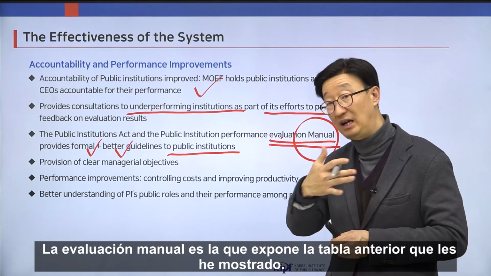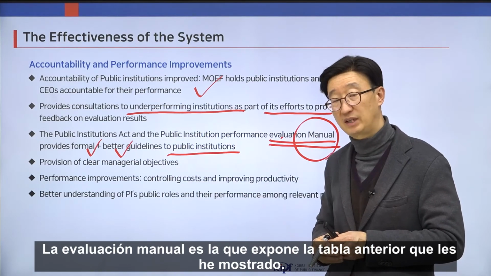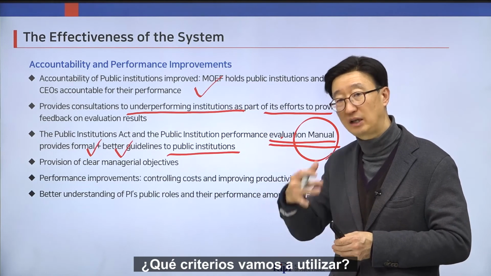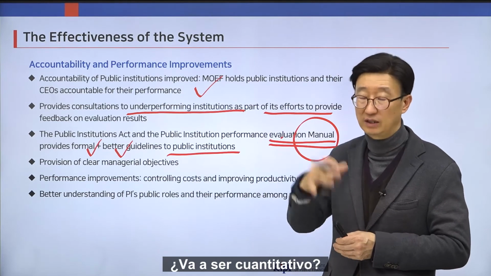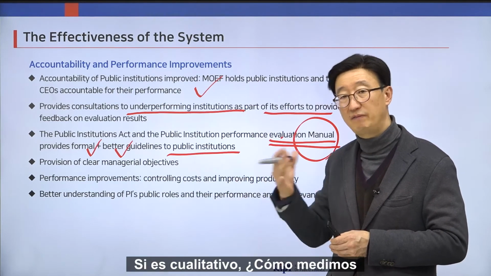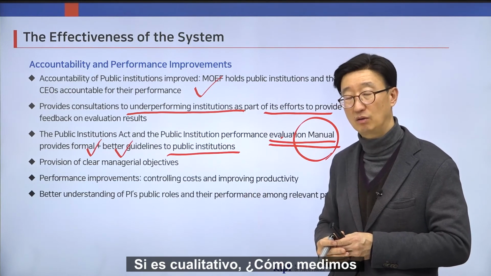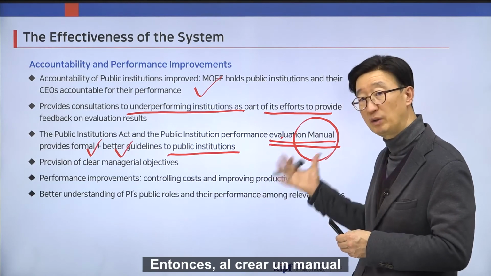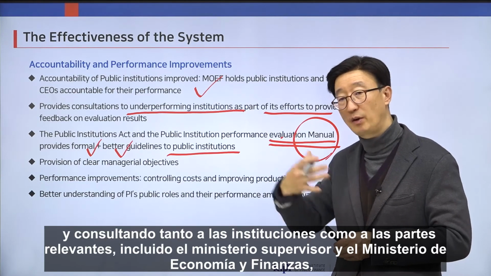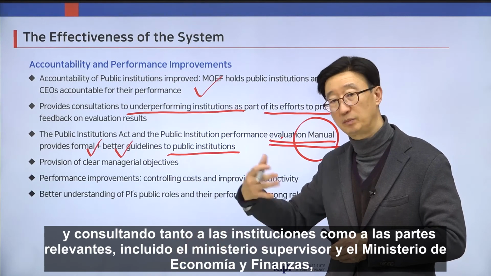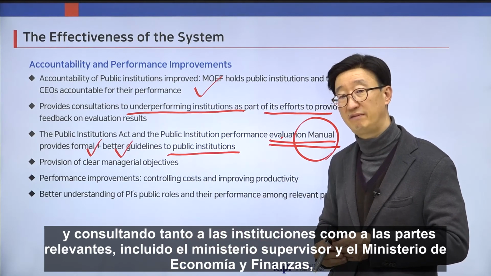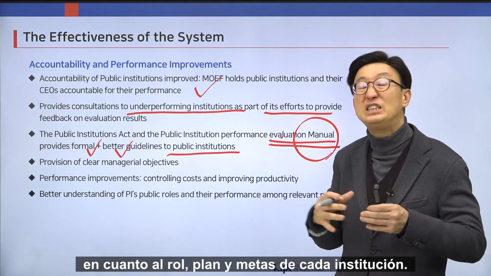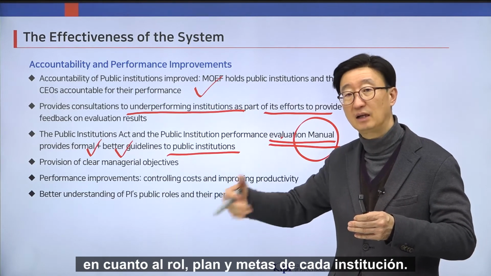The evaluation manual is the one that lays out the tables that I have shown you previously. How are they going to evaluate institutions? What criteria are we going to use? Is it going to be quantitative or qualitative? If it is qualitative, then how do we measure case by case qualitatively? So by coming up with a manual and by consulting both the institutions and relevant parties, including the supervising ministry as well as the Ministry of Economy and Finance, we have come to a formal agreement as to each institution's role, plan, and goals.